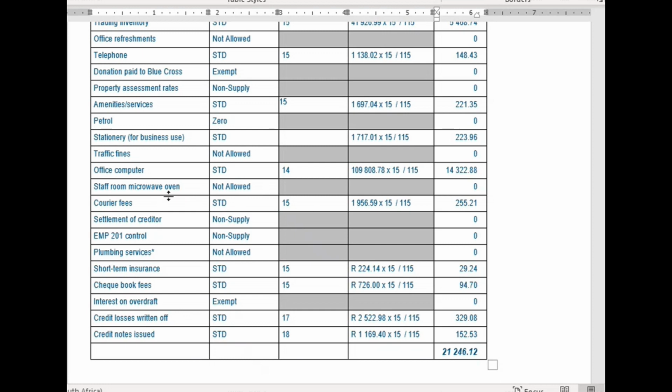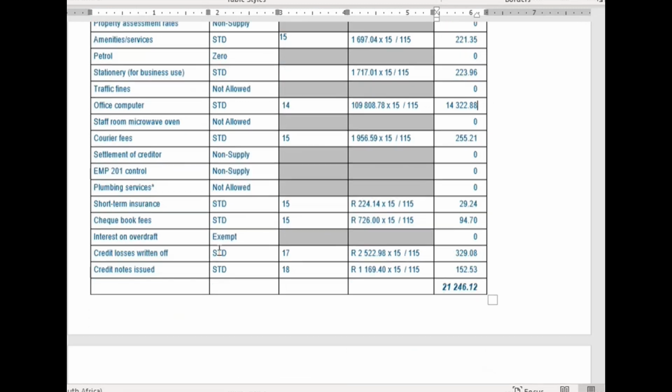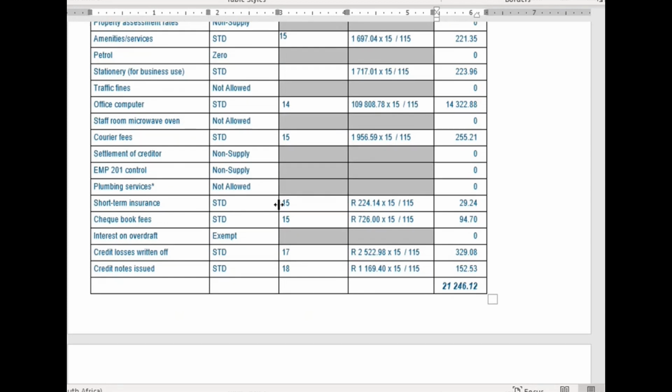Okay. Staff room oven, it's not allowed, so we put a 0. Courier fees is standard. Settlement of a creditor, remember that was dealt with earlier when we received the invoice, so it's a non-supply. The EMP 201 control is a payment to SARS. That is already the tax, so we're not going to claim VAT on that. The plumbing services is marked by an asterisk, therefore it is not allowed and we are not recording it. Short-term insurance is standard, so we apply the normal calculation.